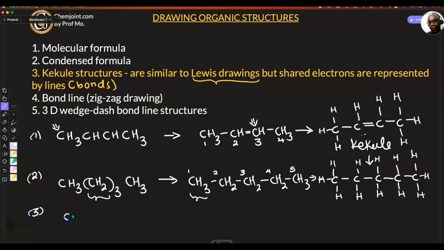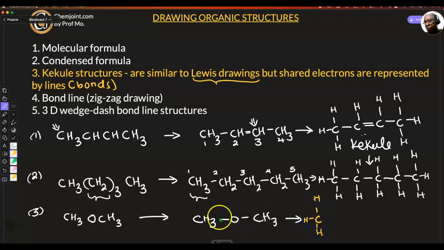For number 3, let's assume you have this molecule. This time I'm going to include an oxygen. If that's the condensed formula, this suggests to me partial Kekule, that this is my connectivity, and I will have to show the hydrogens on the first CH3, call that a methyl, and then I'll show the oxygen, and then I'll show the last CH3.